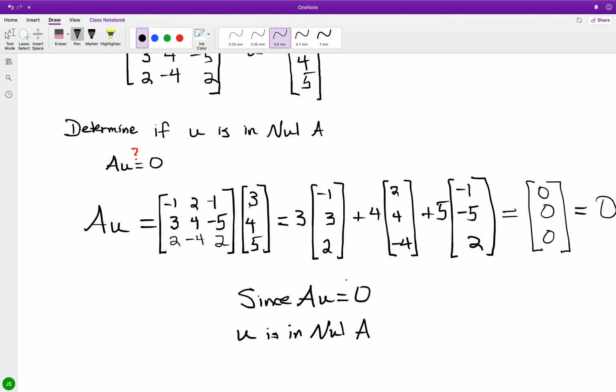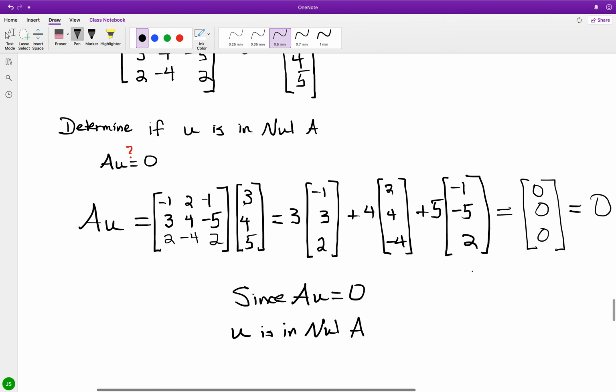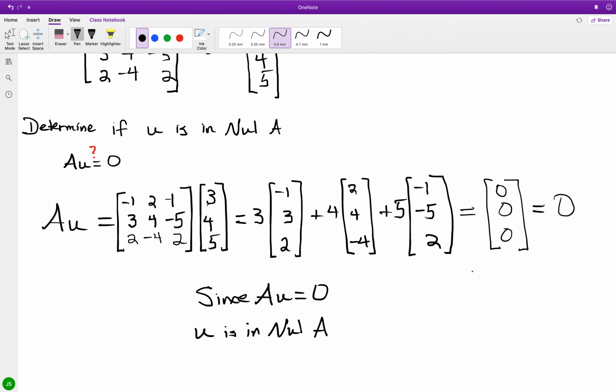Looking at combining, we have -3 plus 8 is 5, and then take away 5, we have 0. 3 times 3 is 9, 4 times 4 is 16, 9 plus 16 is 25, and 5 times -5 is -25, 25 minus 25 is 0. For the bottom section, 3 times 2 is 6, 4 times -4 is -16, 6 minus 16 is -10, and 5 times 2 is +10, and negative and positive 10 add up to 0.